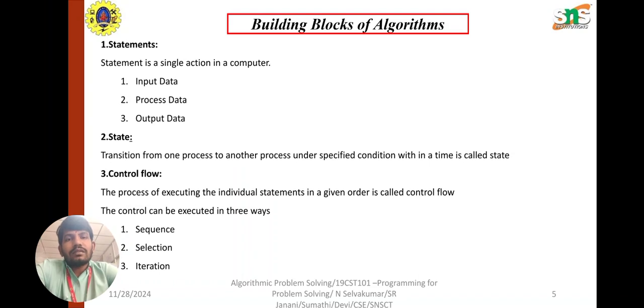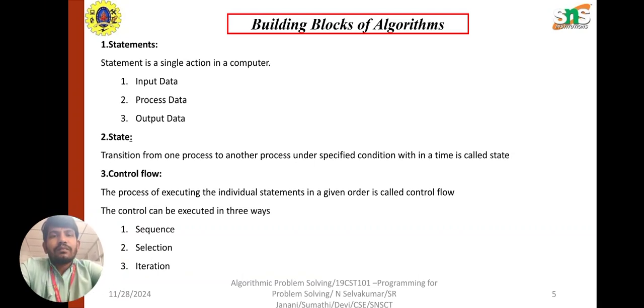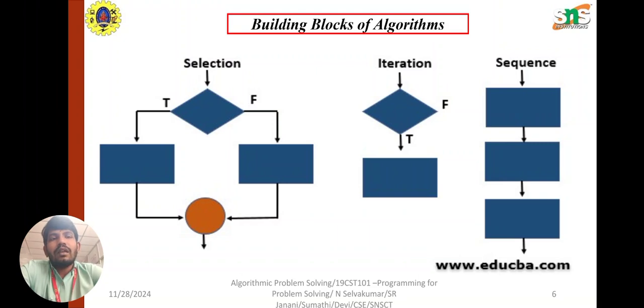Second, state. State means the transition from one process to another process under specified conditions, within time. Next, control flow. The process of executing the individual statements in a given order is called control flow. Control flow can be executed in 3 ways: sequence control flow, selection control flow, and iteration control flow. We differentiate the control flows as selection, iteration, and sequence.